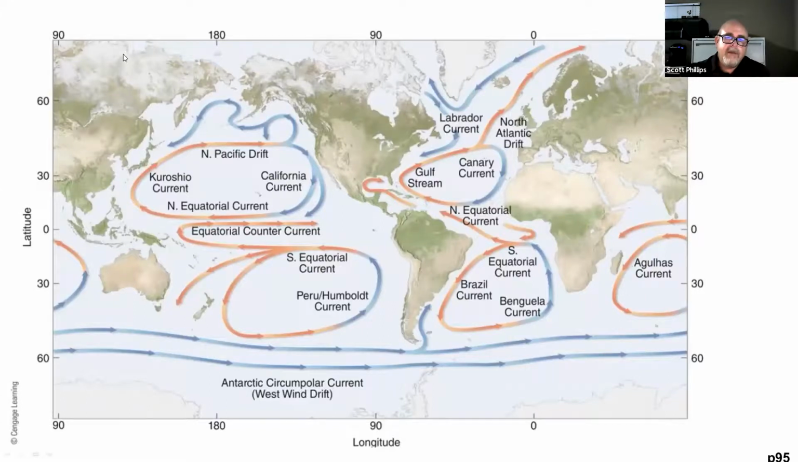Now, one thing that we highlighted is that Iceland and some of these Scandinavian countries have moderate climates. They're not super cold, even though they're at very high latitudes. And a lot of that has to do with something called the North Atlantic Drift. And let me zoom in on that.